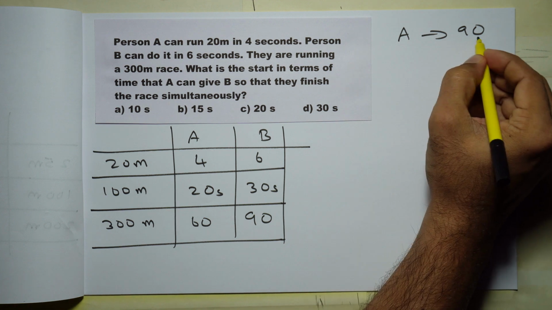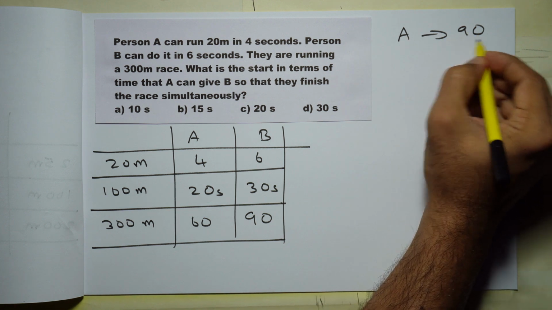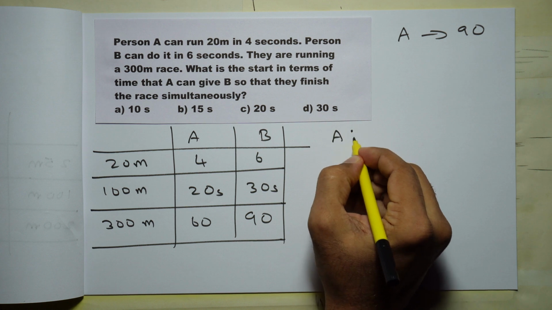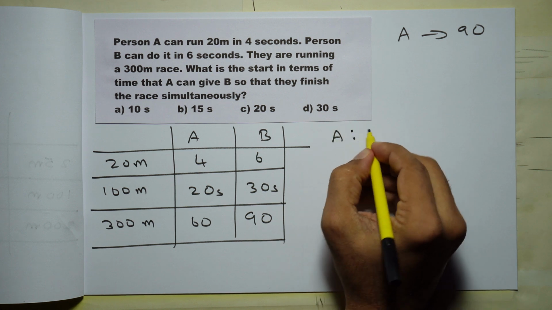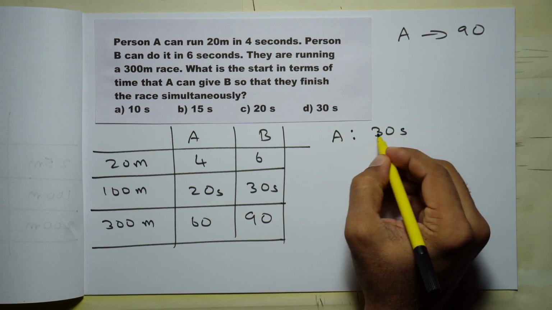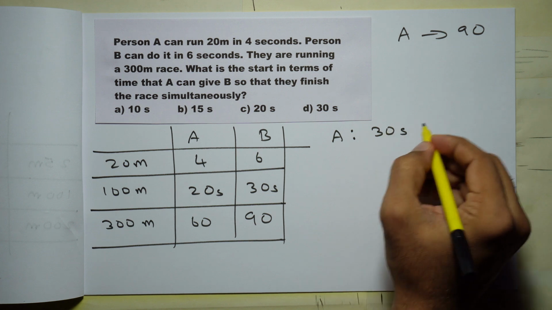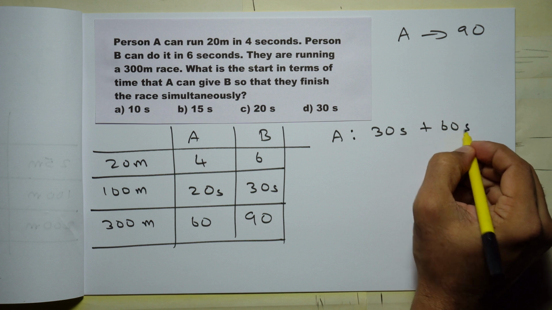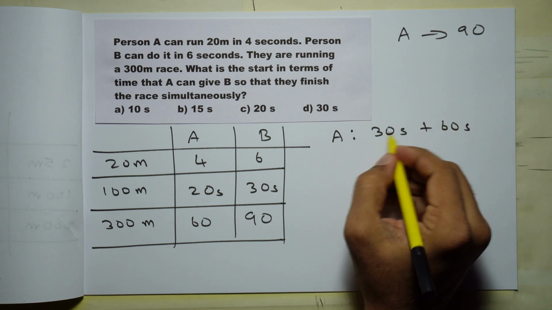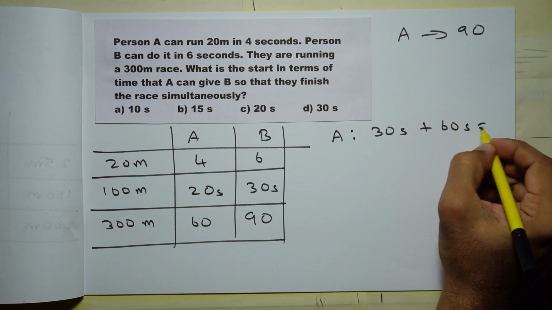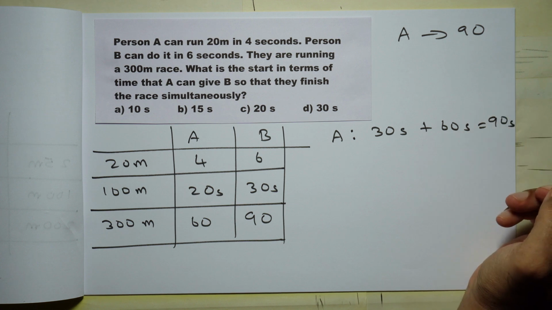So how can A run such that A will also take 90 seconds? Then the process is like this. A will remain stationary for the first 30 seconds. So A will waste his first 30 seconds and then in 60 seconds he'll complete the race. So in this way, 30 plus 60, A will require 90 seconds.